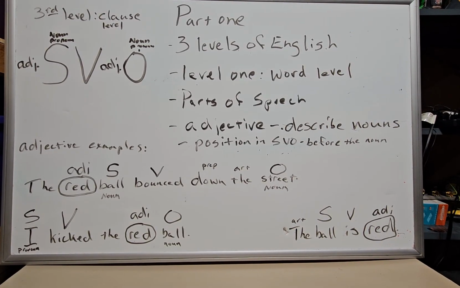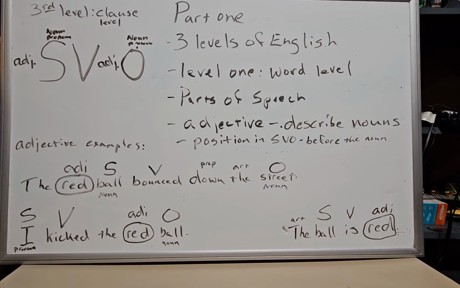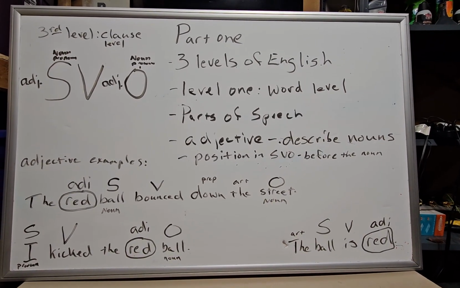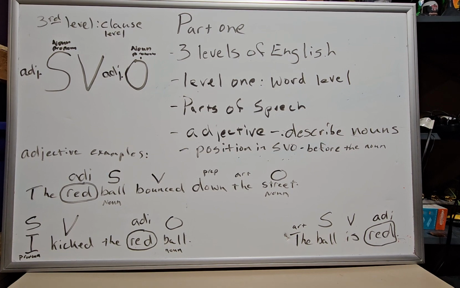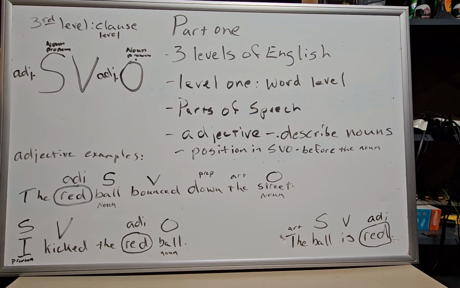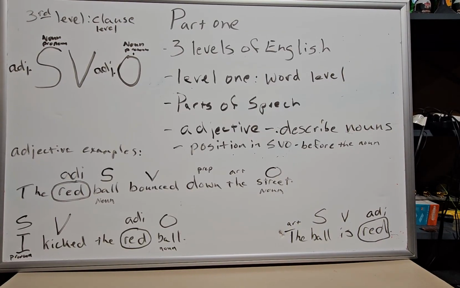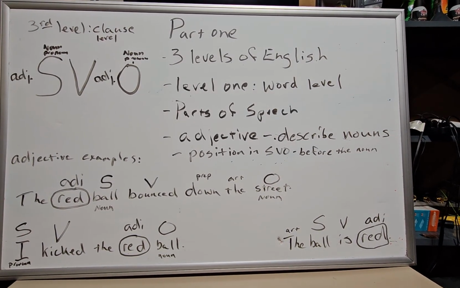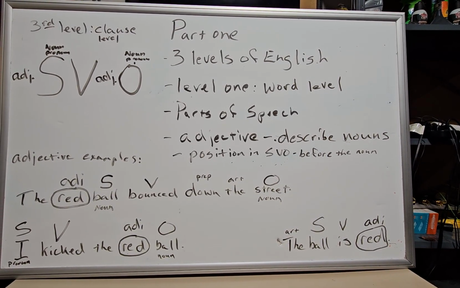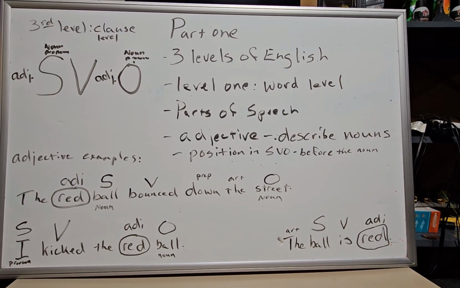The second example, I kicked the red ball. We look for subject, verb, object always first. We see in the subject position a pronoun, I. Remember, the subject can be a noun or pronoun. We look for the next position, the verb. In this example, the verb is kicked, the action of the sentence. Next, we find the object, or O.